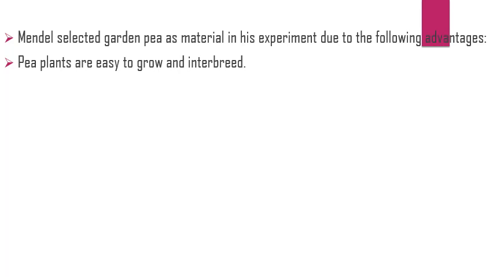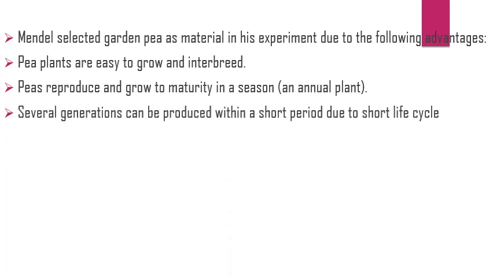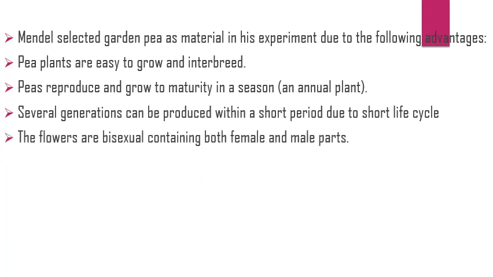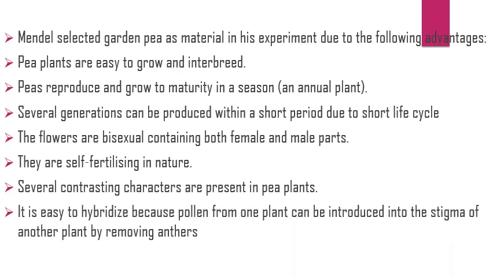Pea plants are easy to grow and interbreed. Peas reproduce and grow to maturity in a season. Several generations can be produced within a short period due to the short life cycle. The flowers are bisexual, containing both female and male parts. They are self-fertilizing in nature. Several contrasting characters are present in pea plants.